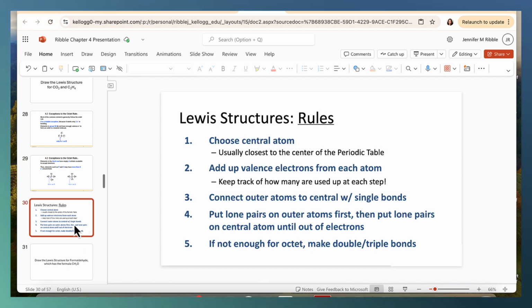All right, the last thing we did was just review those rules. Again, we're going to be practicing drawing these structures, so if it's not quite clicking, that's okay. We're going to see quite a few structures. We're going to practice structures, practice molecular geometries and all of that. So your rules are going to be to choose your central atom. Usually that's closest to the center of the periodic table. If you see carbon, you can almost guarantee that it's going to be a central atom.